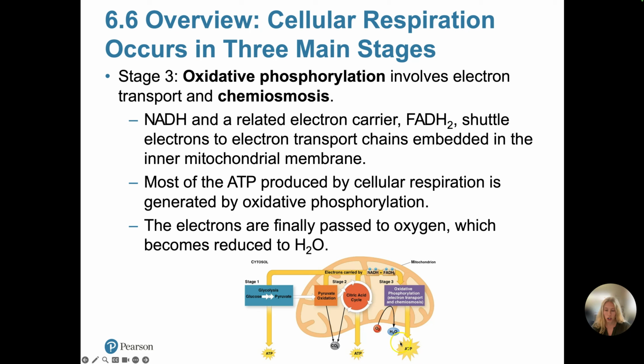as evidenced by this larger squiggly thing around the ATP from oxidative phosphorylation. The electrons in the electron transport chain are finally passed to oxygen, which becomes reduced to H2O, which we can see right here, oxygen becoming reduced to H2O. Remember that acronym OIL RIG? Oxidation is loss, reduction is gain. Just remember those terms as we move through it. So if the oxygen is reduced to H2O, that means that oxygen gained electrons.